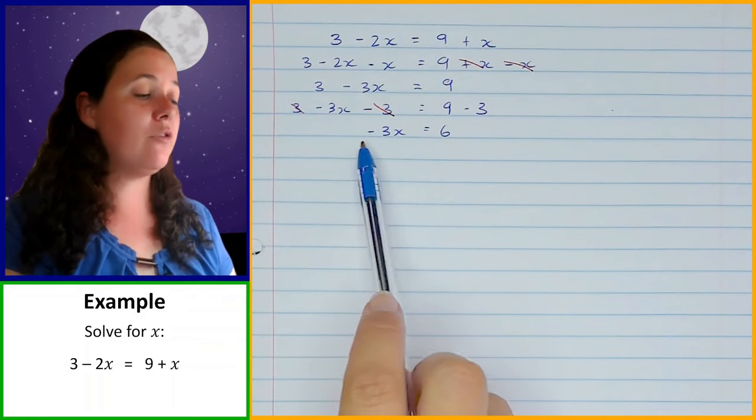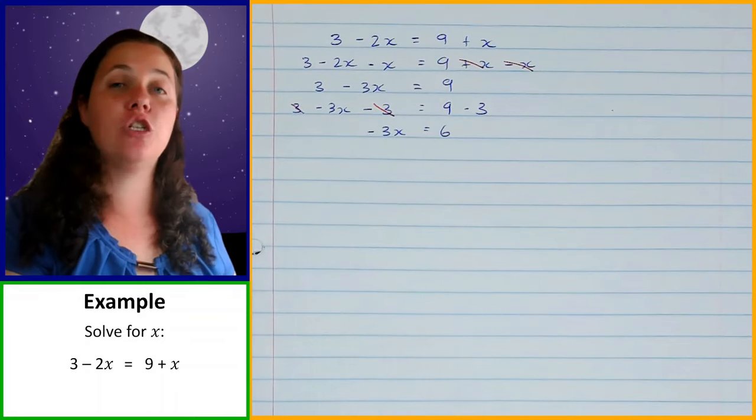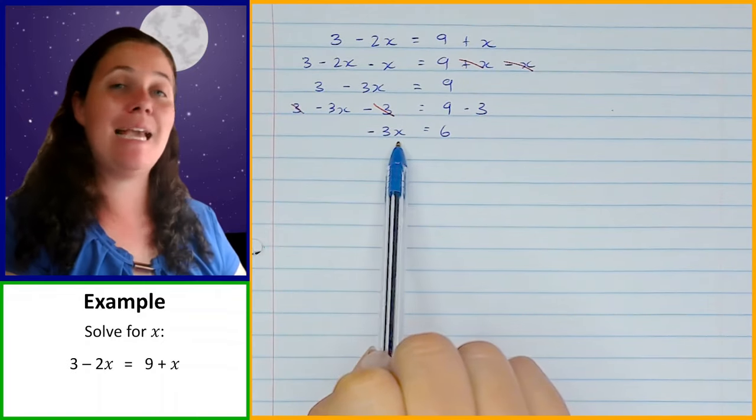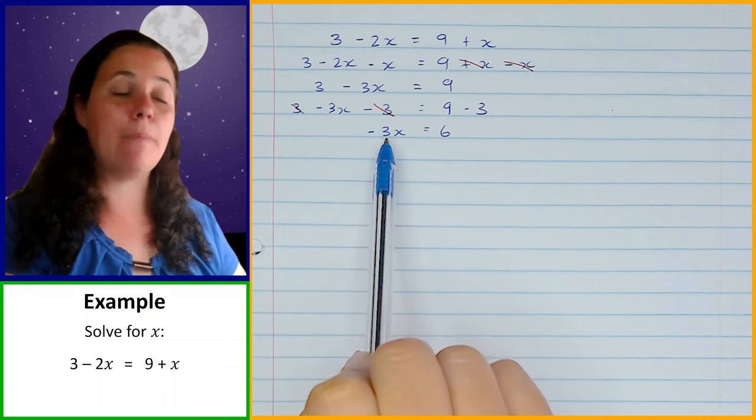Okay, once I've got to this point, I can now use the multiplication and division as inverse operations to get the x on its own. So now I've got negative 3 multiplied by x.